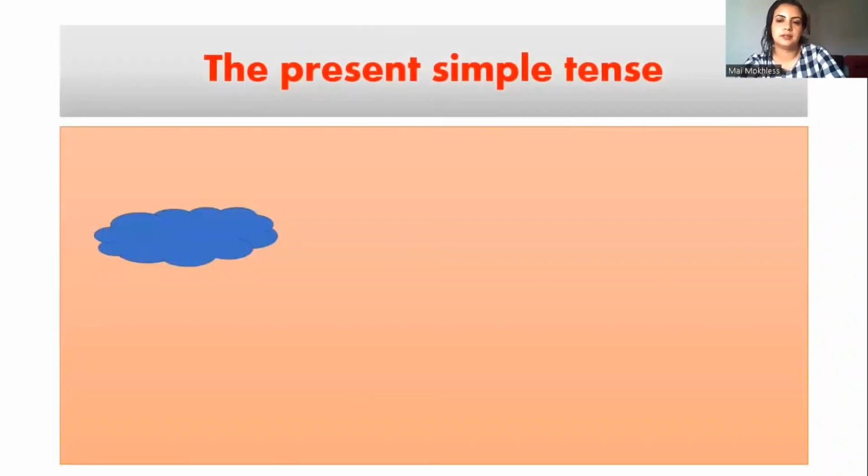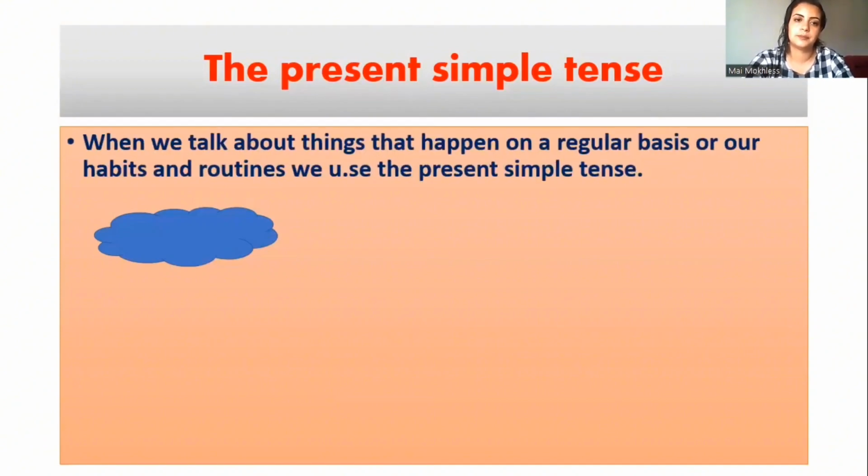The present simple tense. We know that we use the present simple tense to talk about habits and routines. The things that we do on a regular basis, we usually use the present simple tense to express. Because we use the adverbs of frequency to show how many times an action is repeated, and this action happens regularly, we use the present simple tense. When we talk about things that happen on a regular basis or our habits and routines, we use the present simple tense.